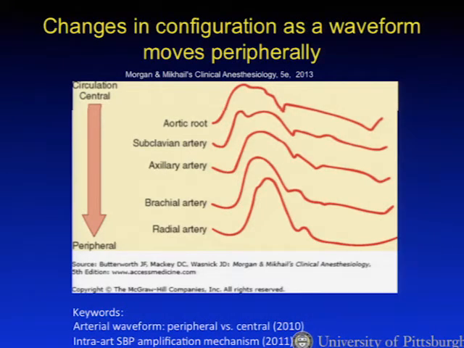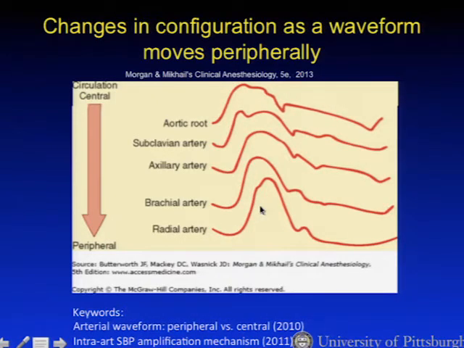Now, looking at the morphology of the arterial waveform as the pressure wave travels from the aorta centrally to the periphery, you'll note that the arterial upstroke becomes steeper. The systolic peak becomes higher. The dicrotic notch appears slightly later, and the end diastolic pressure becomes lower. Thus, when compared with the central aortic pressure, the radial artery pressure has a higher systolic pressure, lower diastolic pressure, and a wider pulse pressure.